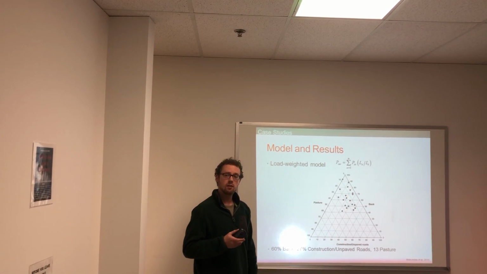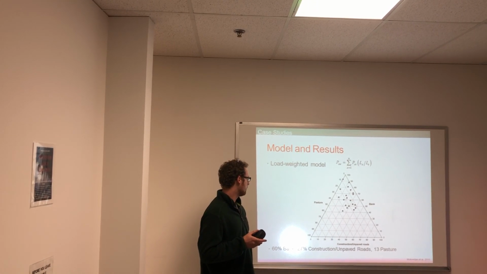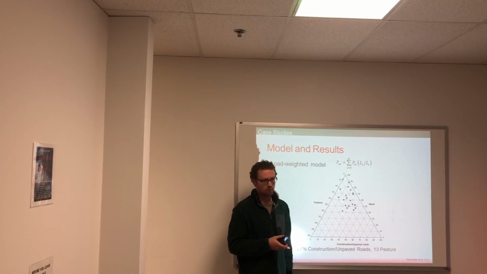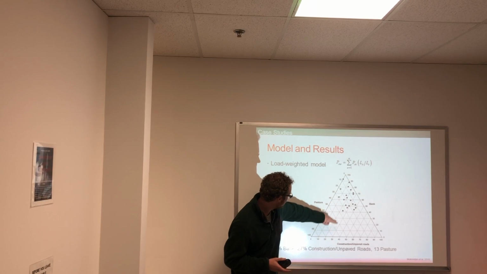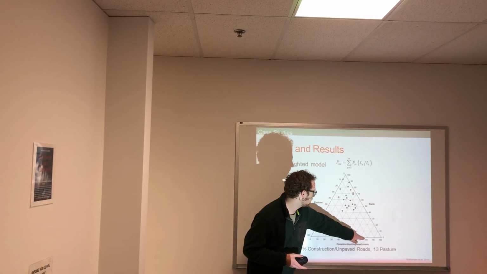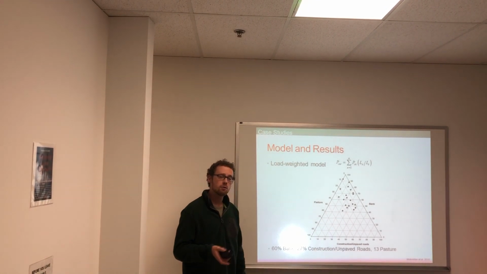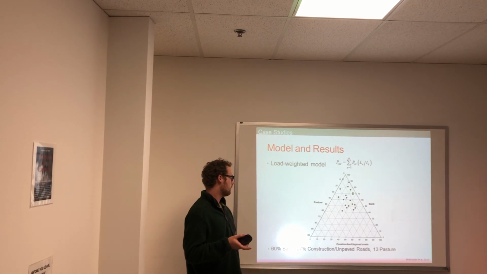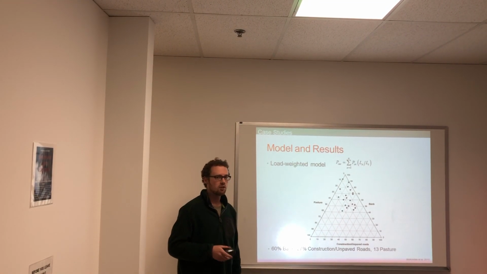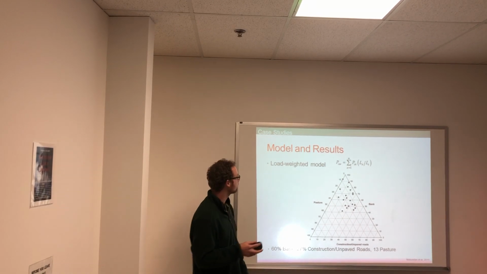The second most abundant source came from construction and unpaved roads. You can see this falls roughly between 40 and about 80%. The average was about 27. And pastures made up only about 13%, much less than the other 2 sources.